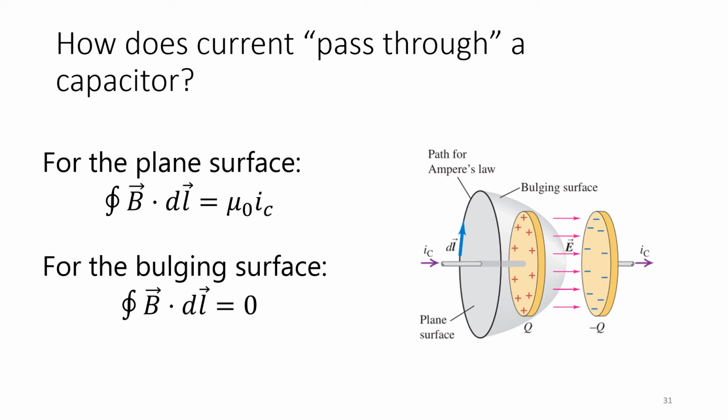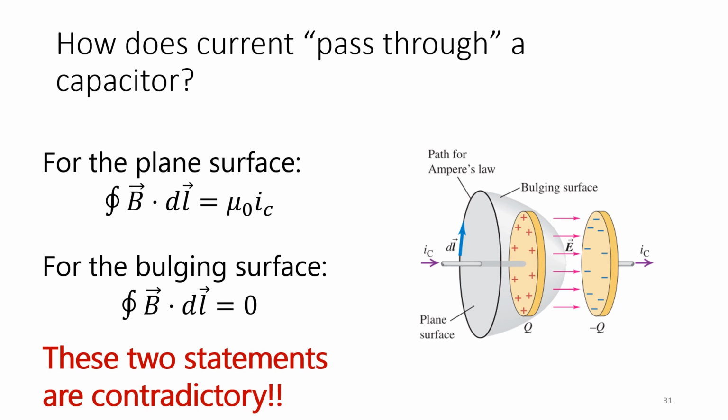This becomes an issue because the left-hand side for both surfaces are actually equal. It's the same circular path and it's the same magnetic fields. It's the same contour integral. We have a contradiction on our hands. So the question is, is Ampere's law even correct?